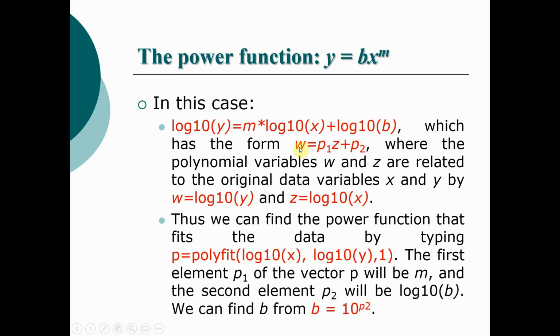So then you basically apply polyfit on W's and Z's, or Z's and W's, log10 of X and log10 of Y with the order 1. You find P1 and P2. Your P1 is the same as the m that you were looking for, but your P2 is log10 of b. So in order to find b, you just have to take 10 raised to power P2, because if P2 is equal to log10 of b, b is going to be 10 raised to power P2.